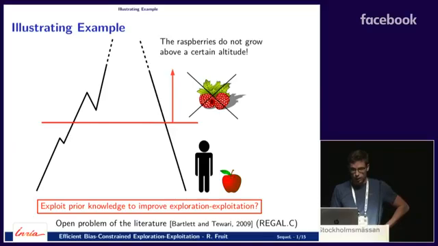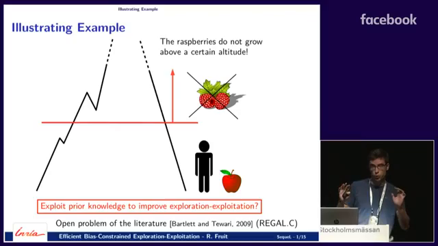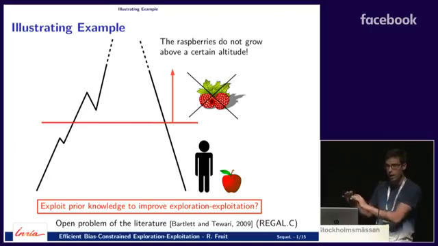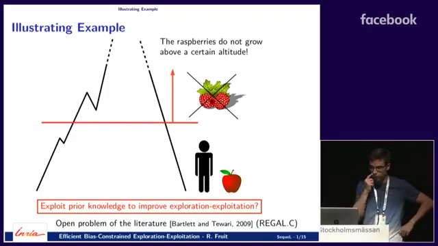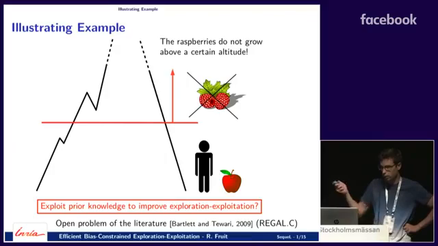So this very simple example gives you a high-level overview of the main contribution of this work, which is basically to show how to incorporate this type of prior knowledge into reinforcement learning algorithms in order to achieve a better exploration-exploitation trade-off, and so better performance. And I must mention that this problem has been an open problem in the literature since 2009, and the work of Bartlett and Tewari with Regalzi.